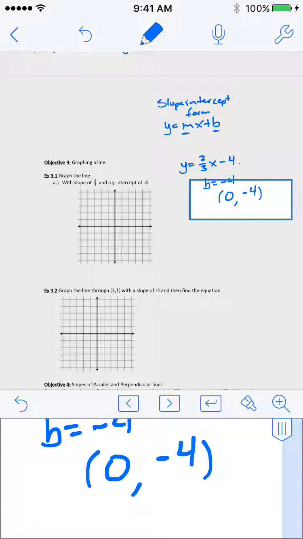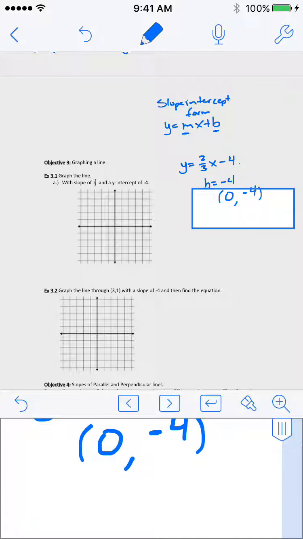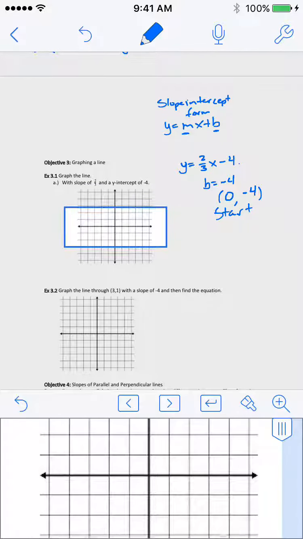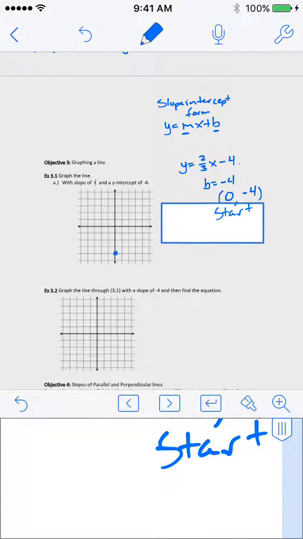Awesome. Let's use this point to start graphing. So let's start at (0, -4). Let's use this as a starting point. So let's go to (0, -4), and remember that means over nothing and down 4, that place on the y-axis. So down 1, 2, 3, 4 is right about there. Cool. And that'll be our starting point, because we know it's supposed to cross right there. So let's start with what we know. Now let's take a look at that slope.